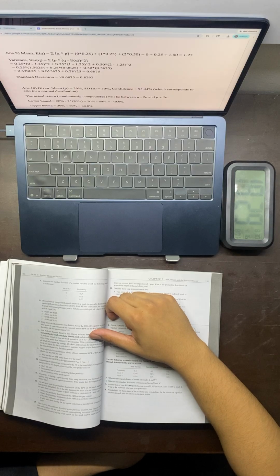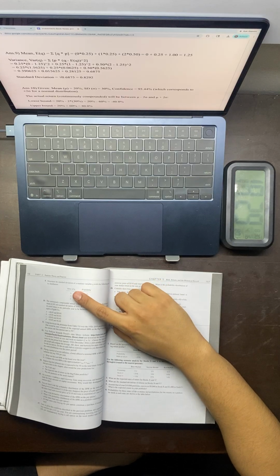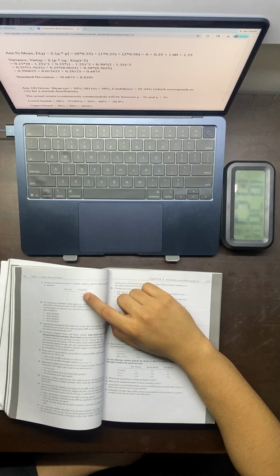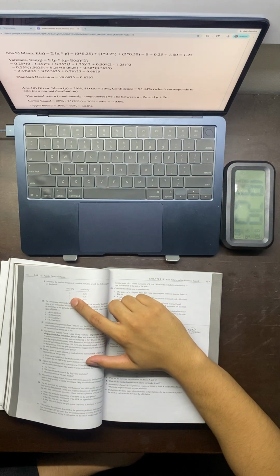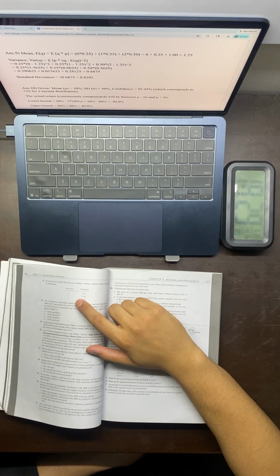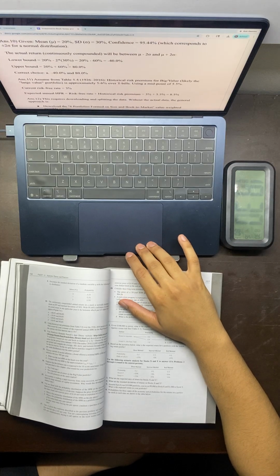Variance equals probability times deviation squared: 0.25 times (0 minus 1.25) whole square, plus 0.25 times (1 minus 1.25) whole square, plus 0.5 times (2 minus 1.25) whole square, which comes down to 0.6875. Standard deviation equals the square root of variance, therefore the square root of 0.6875, which is equal to 0.8292. Next question, 10th.